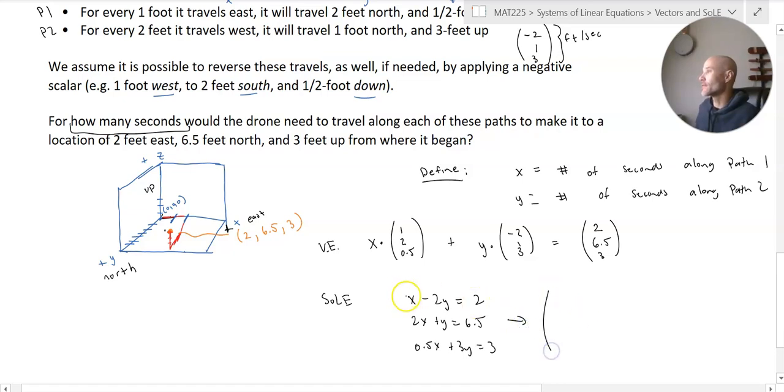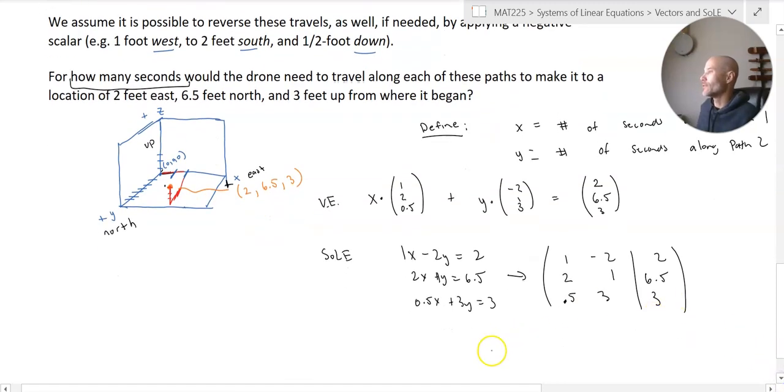Well, guess what? Now we can convert this into an augmented matrix. So just as we always do, we would write 1, -2, 2. Remember, coefficients of x, coefficients of y, constants. I'll just put this vertical line here. It's not something we enter into technology, just for visualization. 2, 1, 6.5. 0.5, 3, and 3.